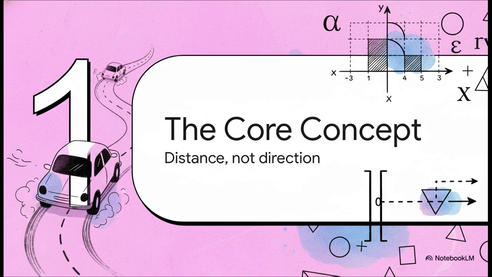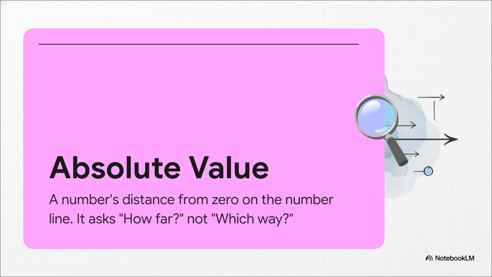So let's take that core idea. It's all about distance, not direction, and see what it looks like in the world of math. We're moving from a driving analogy to the actual definition. Okay, here it is, the official definition. Absolute value is simply a number's distance from zero on the number line. That's it. It's not worried about positive or negative. It only asks one question: how far?